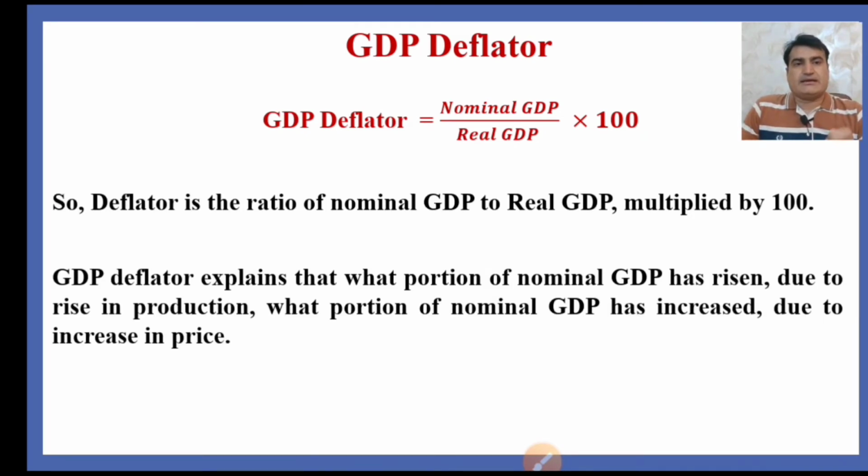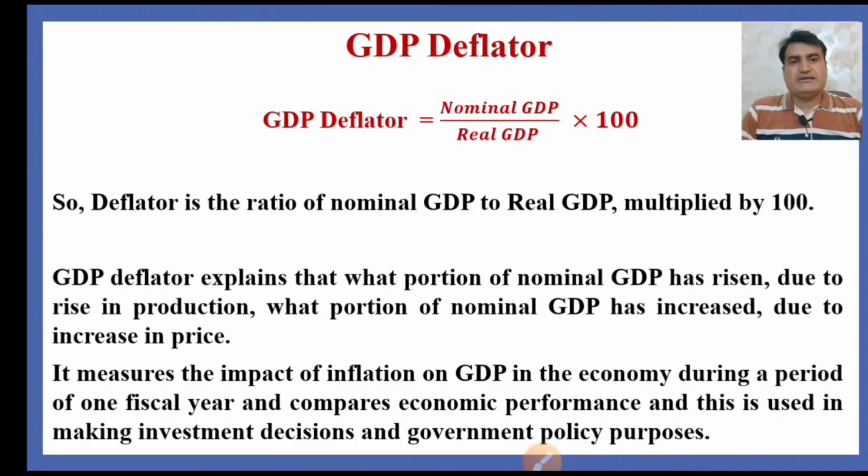So the GDP deflator explains what portion of nominal GDP has risen due to rise in production and what portion of nominal GDP has increased due to increase in price. GDP deflator tells how much GDP has been deflated from the base year. GDP deflator measures the impact of inflation on GDP in the economy during a period of 1 fiscal year. And GDP deflator compares the economic performances, and this is used for making investment decisions and government policy purposes.